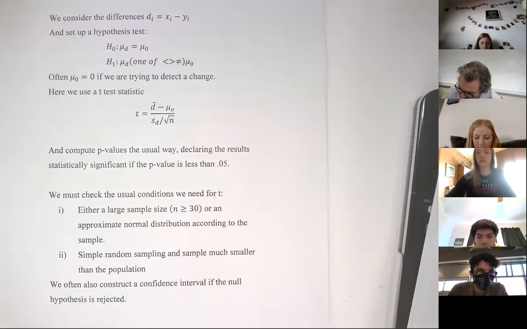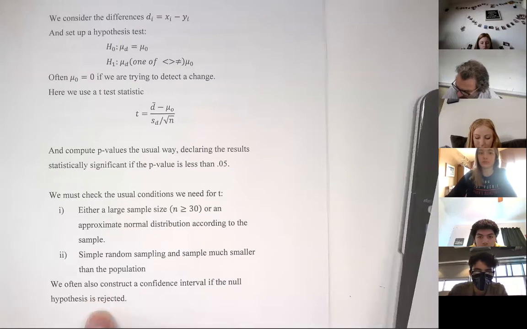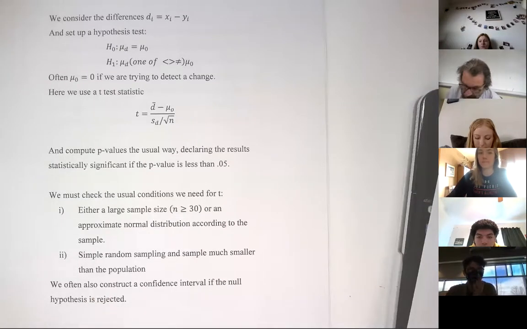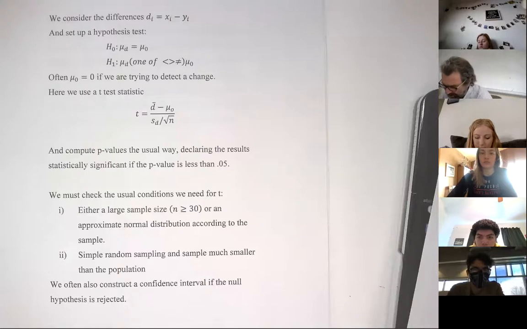We often also construct a confidence interval if the null hypothesis is rejected. It doesn't make a lot of sense if it's not rejected. But if it is rejected, you might wonder, where is that mean actually? I know it's not the quoted mean. Where is it? So let's see if we can get that done on the next example.